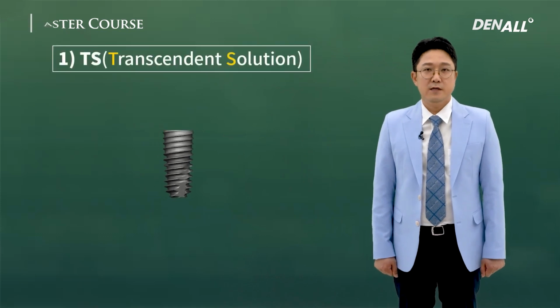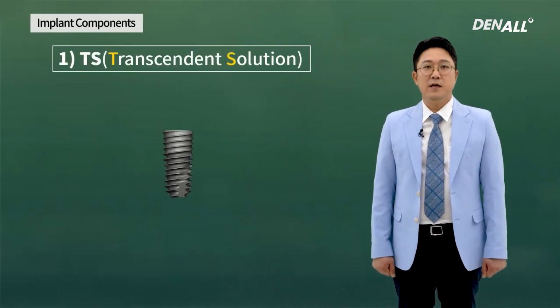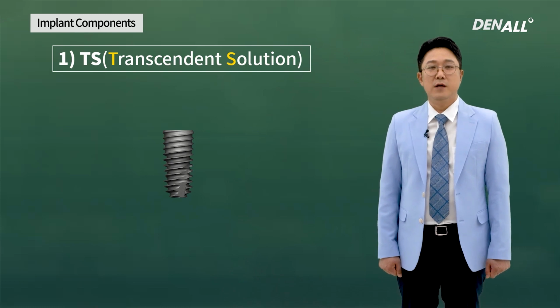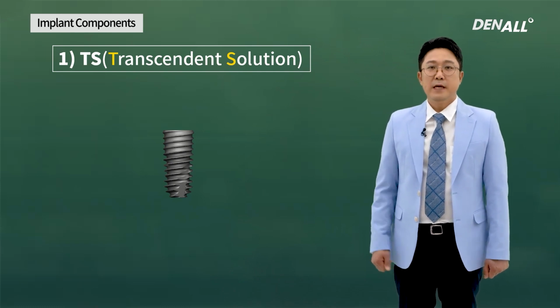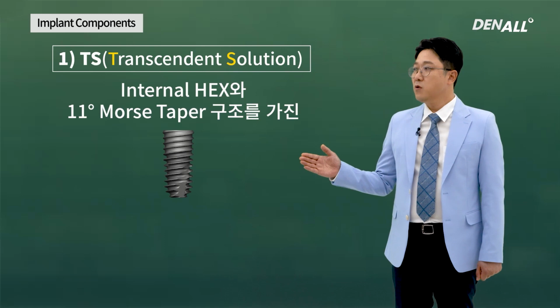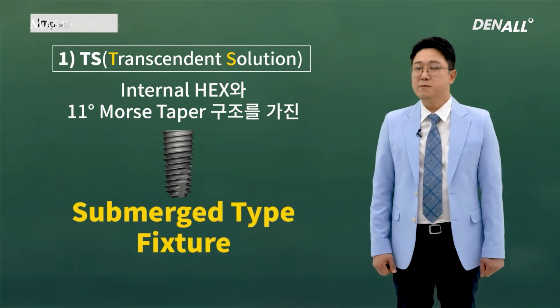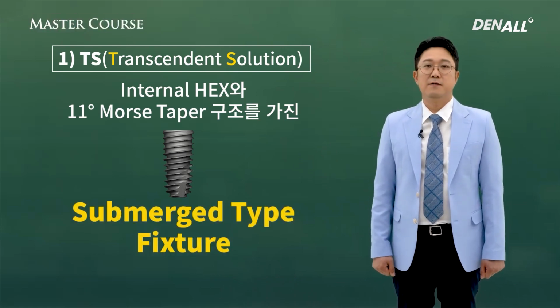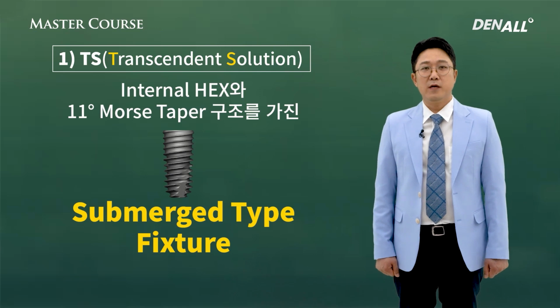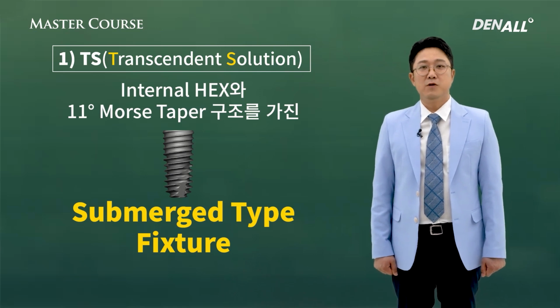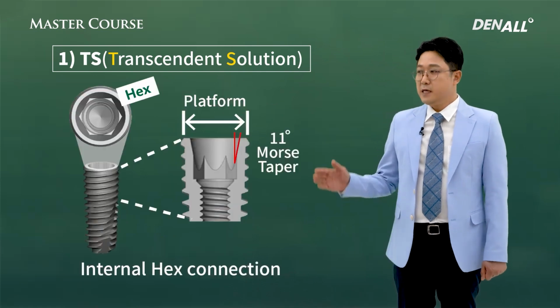TS fixture. Let's talk about this. Currently, this is the most frequently used implant. Internal hex, 11-degree Morse taper structure. It is a submerged type fixture. It may sound a bit difficult, but if you look at the image, you'll be able to understand very easily.